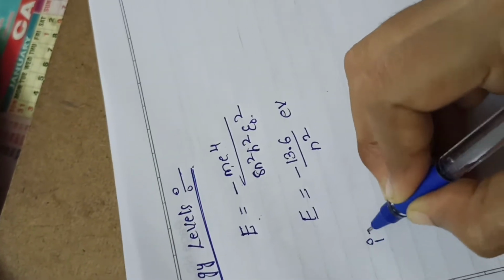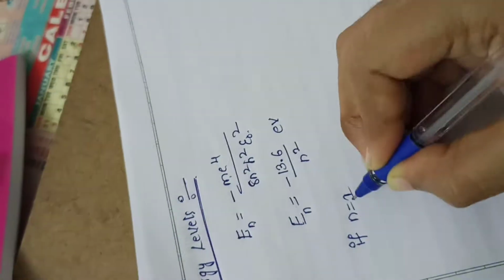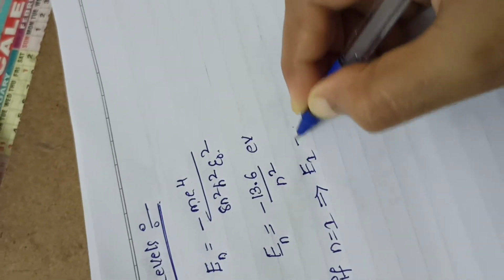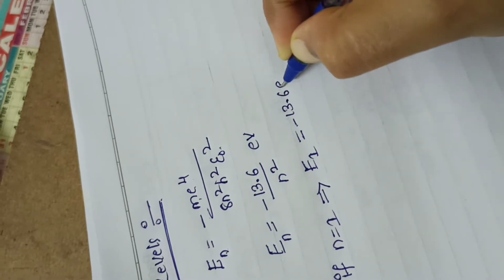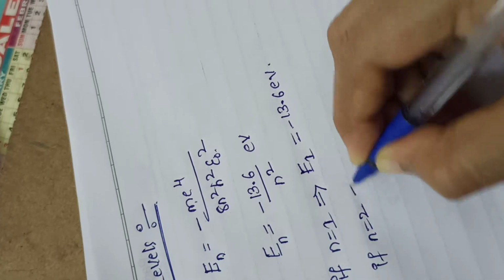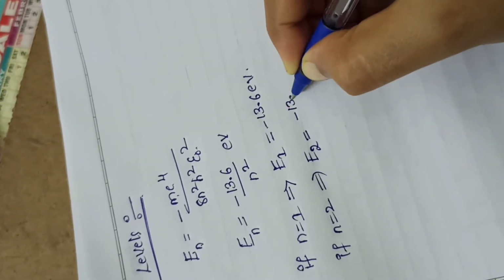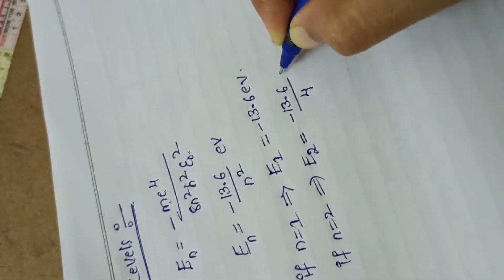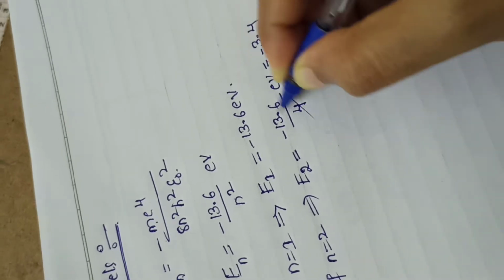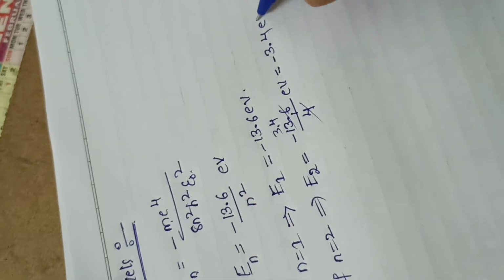So here, if n is equal to 1, this is the energy En. If n is equal to 1, E1 is equal to minus 13.6 electron volts. For example, if n is equal to 2, then what is the value of E2? E2 is equal to minus 13.6 by 2 square, which means 4, electron volts. 4 3s are 12, 4 4s are 16. That value is minus 3.4 electron volts.